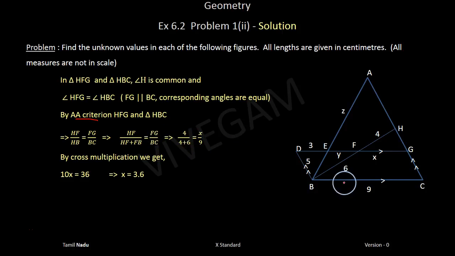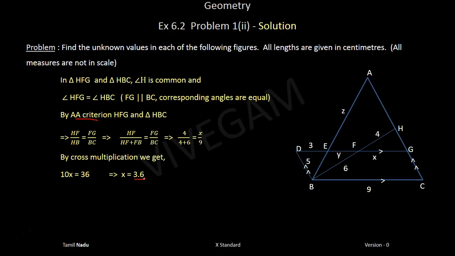You can check it out here. BC is 9, FG is X, HF is 4, and HB will be 4 plus 6. So you are getting an equation in X. Now this will be 4 by 10 equal to X by 9. Cross multiply, you will get 10X equal to 36, or X equal to 36 divided by 10, that is 3.6. You got it?